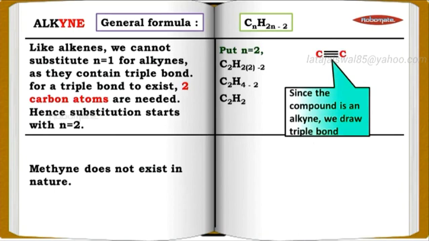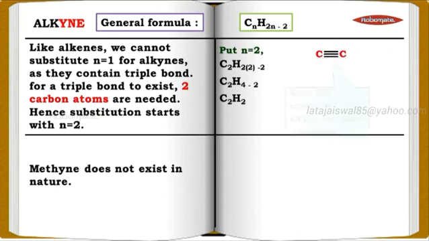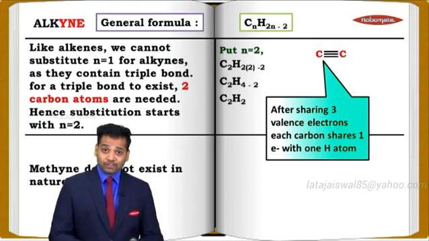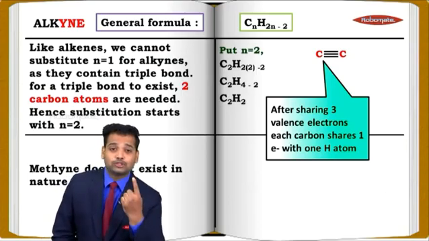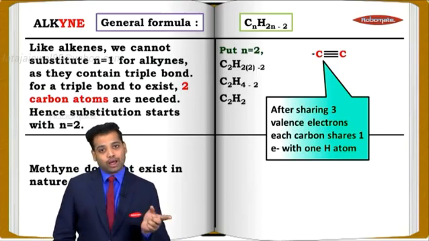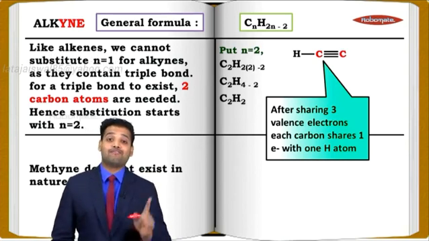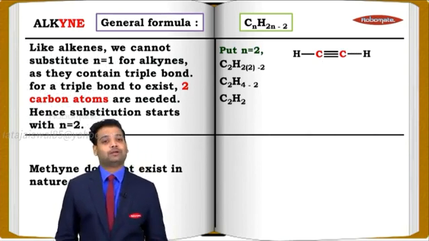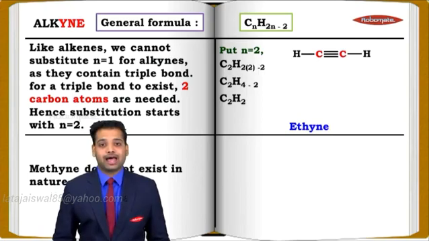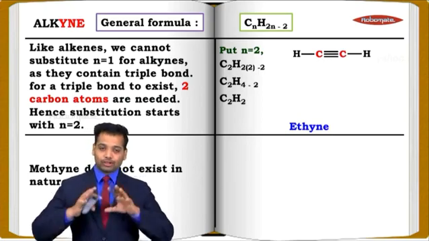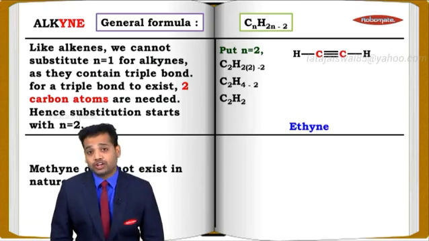Since the compound is an alkyne, we draw a triple bond between the carbons. And if you see, after sharing the 3 bonds, definitely only 1 bond is remaining. So 1 bond for this carbon and 1 bond for the other carbon. And this is how ethyne would look like. So you just have to draw this ethyne if they ask you for a structural formula.